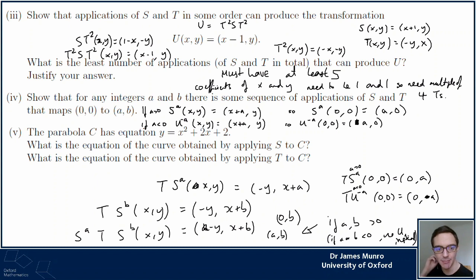I made a bit of a mess of the calculations above, but you'd use U instead, to translate in the opposite direction, either for the a or for the b. Okay, that's part of 4. That's how you get to the point (a, b).